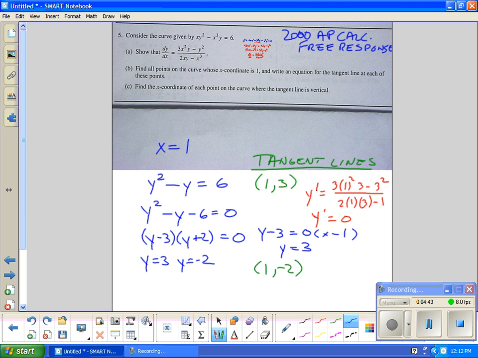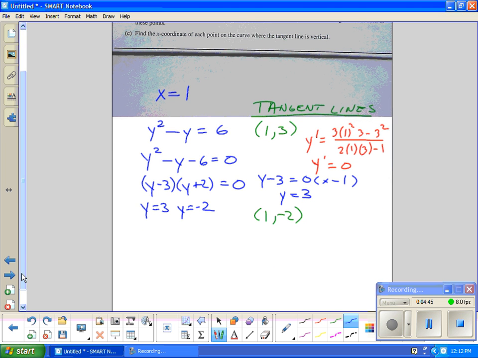At (1, -2), you got to plug in the same thing. And I kind of lost it here, but y prime equals 3 times 1 equals 2. It equals 2. I agree.